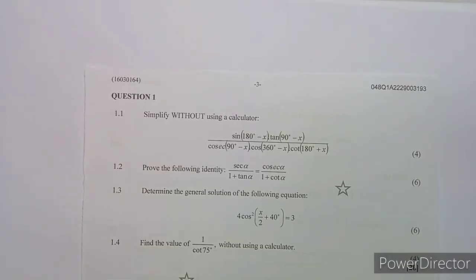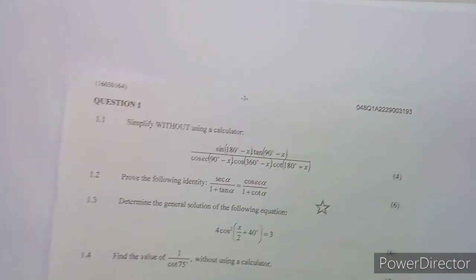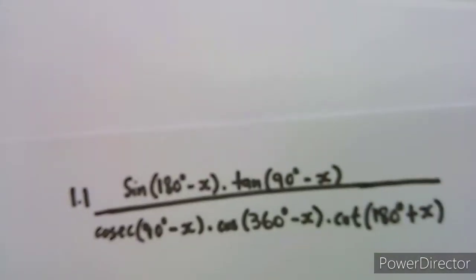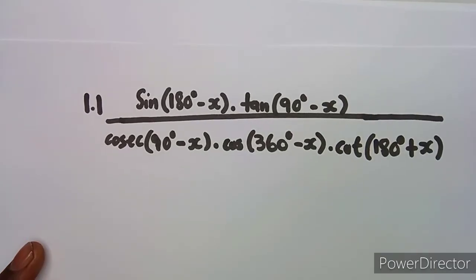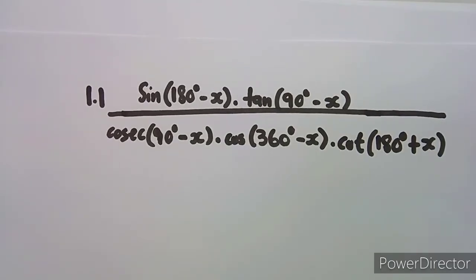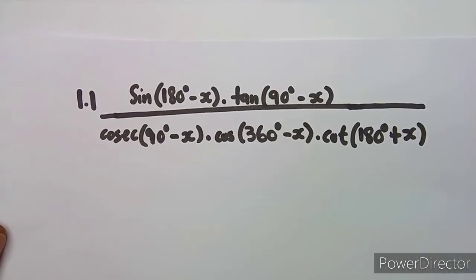On question number 1, we are asked to simplify without using a calculator. That is on 1.1 there, which is 20 marks in total for question 1, but the first part is just 4 marks. So let's see how we're supposed to attempt this typical question. All right, so this is what we had on 1.1.